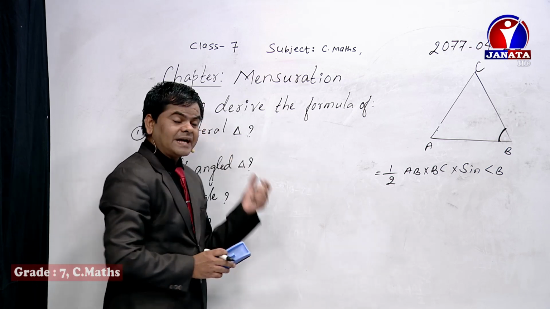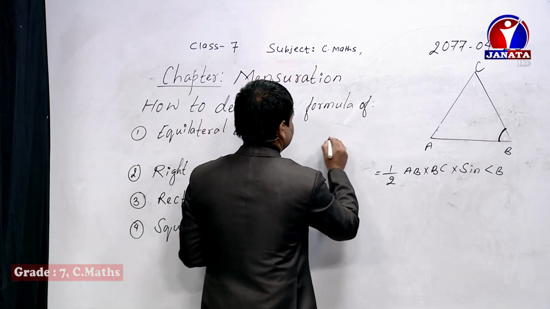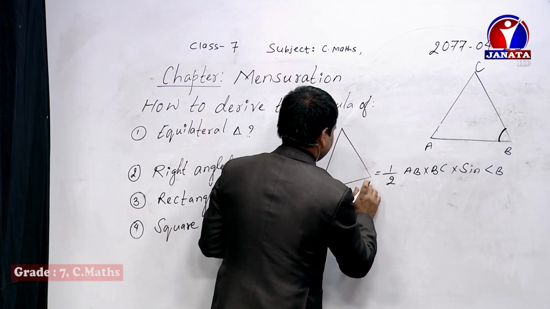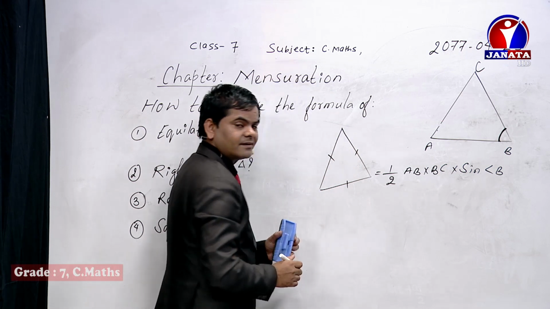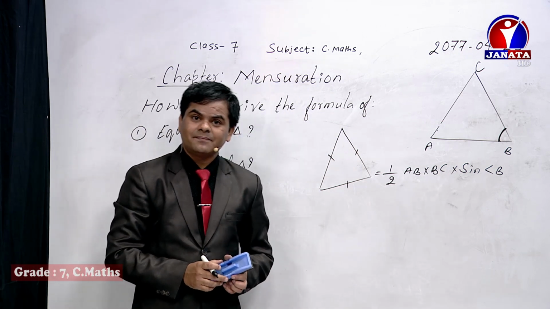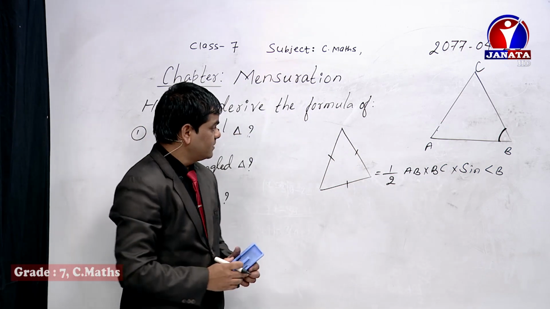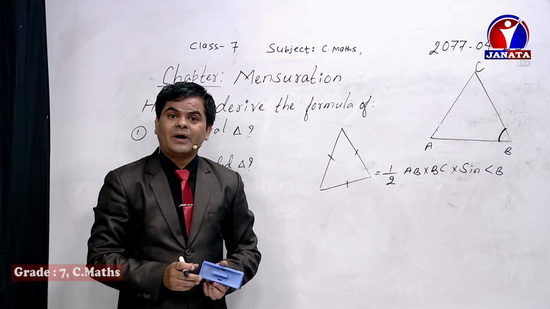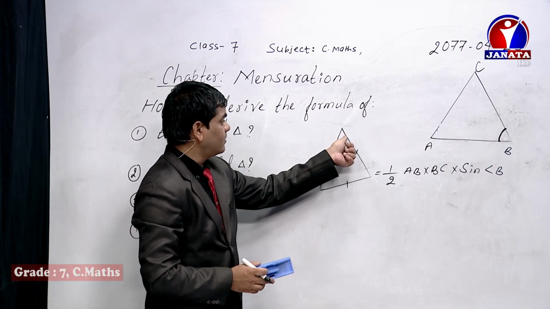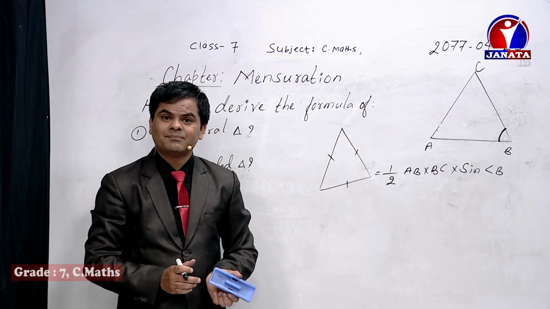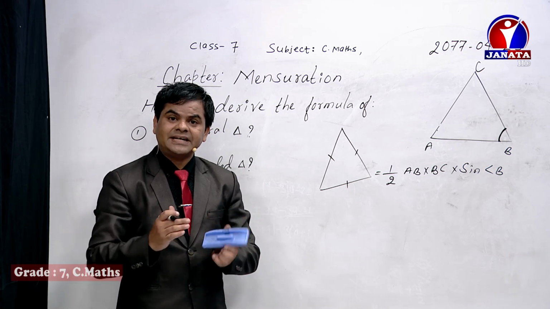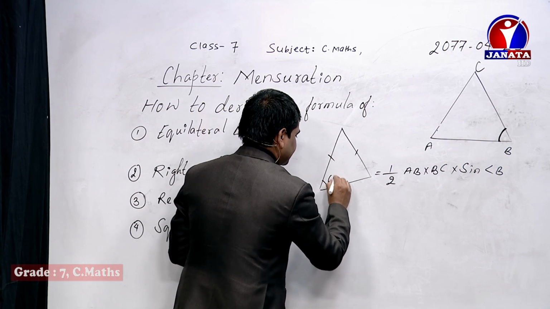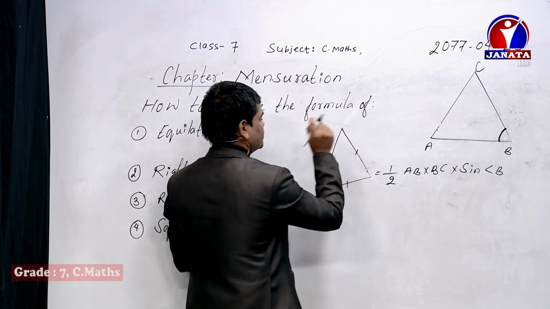Dear student, let's prepare an equilateral triangle. We know all the sides of an equilateral triangle are equal. Not only the sides are equal, the interior angles of the equilateral triangle are also equal. The total sum of the angles of a triangle, 180 degrees, divided equally by 3, comes as 60 degrees. So one angle is 60 degrees, another also 60 degrees, another also 60 degrees.